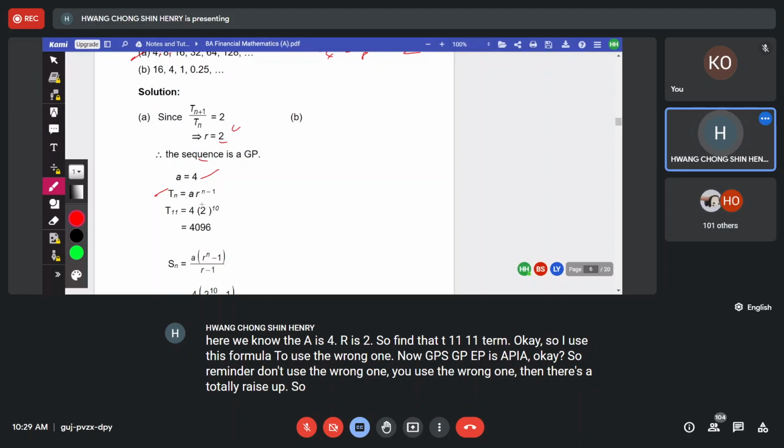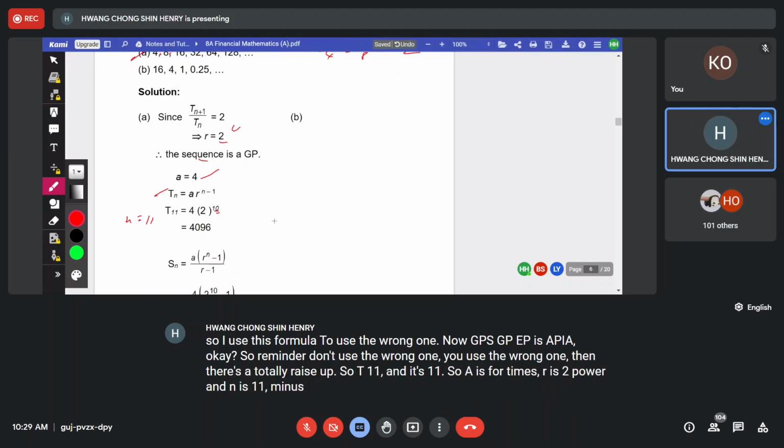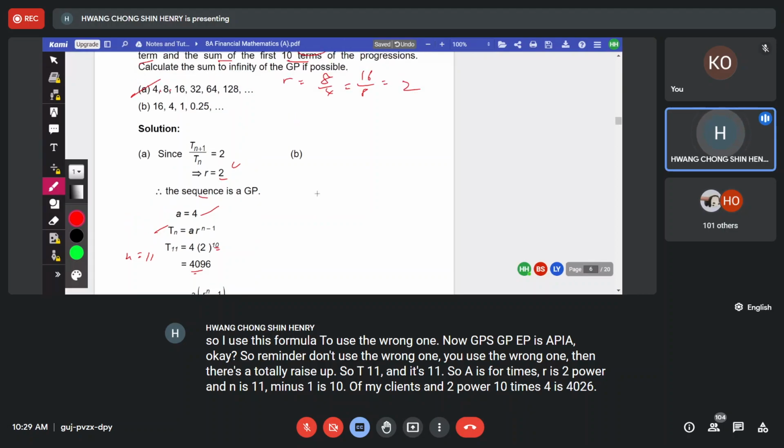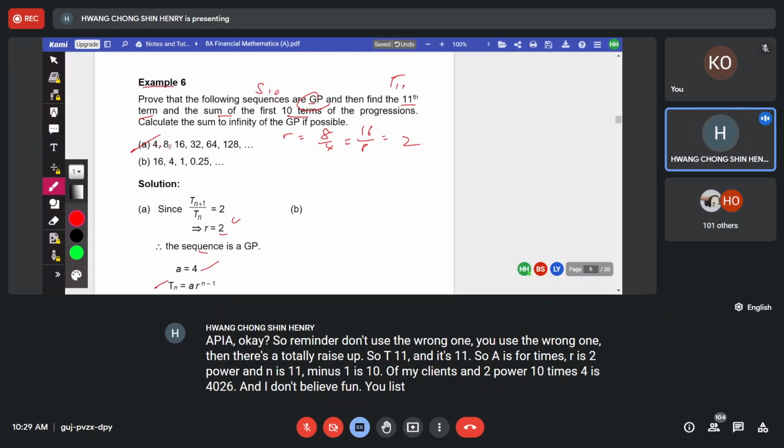So T11, N is 11. So A is 4 times R is 2, power N minus 1. N is 11, minus 1 is 10. So 2 power 10 times 4 is 4096. Okay. If you don't believe, you list down these 11 numbers.